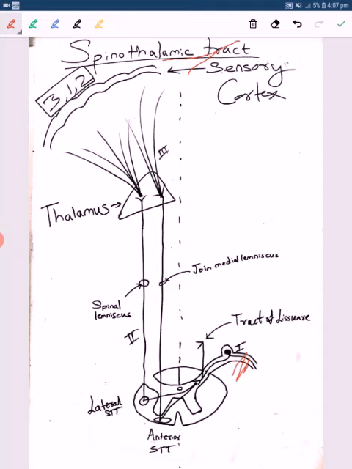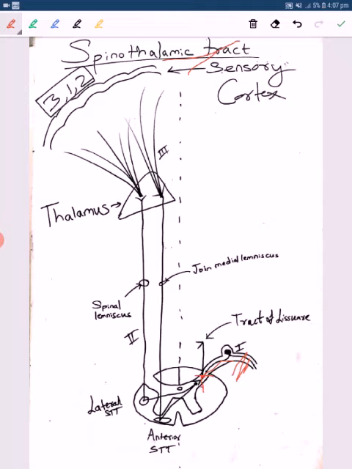Like if there is a pain at a particular area, or touch, or something really hot or cold has touched a particular part of the body, all that information is taken up by the peripheral processes of the first order neuron. These are then relayed into the spinal cord, and it synapses with something called the second order neuron.